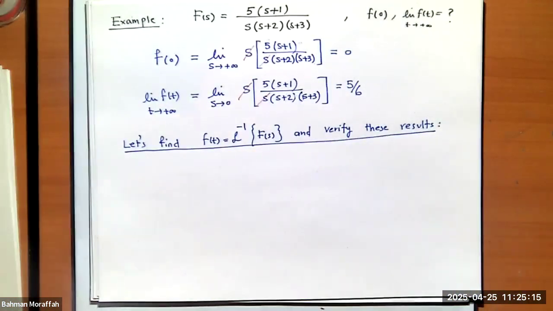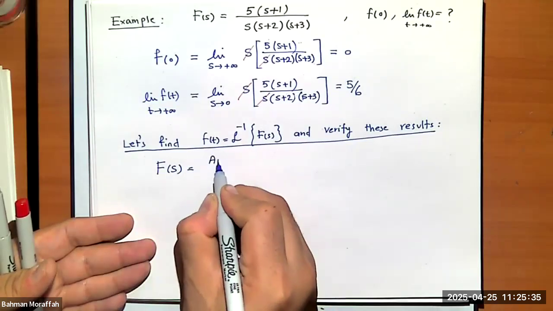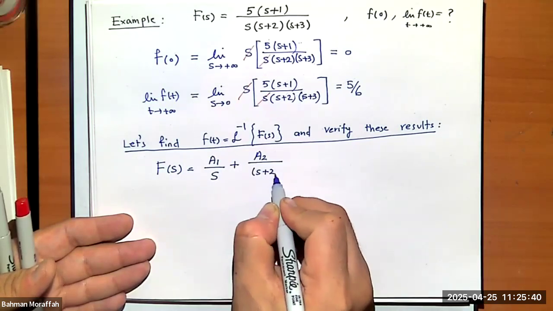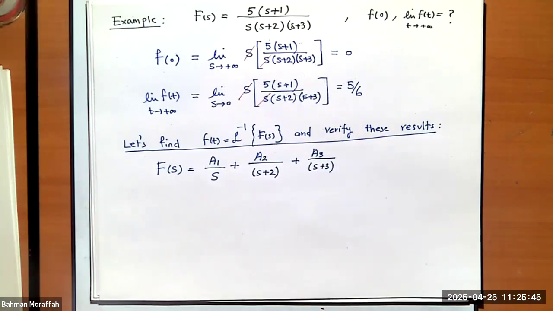How do we find the Laplace inverse? Well, I'm going to look at my F of s and look at the poles. The poles are at s equal to 0, negative 2, negative 3. Therefore, there is no repeated pole. So that's the very simple case. I can write F of s as a1 divided by s plus a2 divided by s plus 2 plus a3 divided by s plus 3. And I know exactly how to compute these.